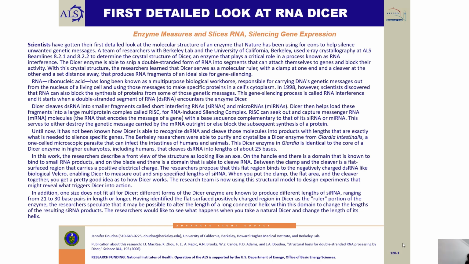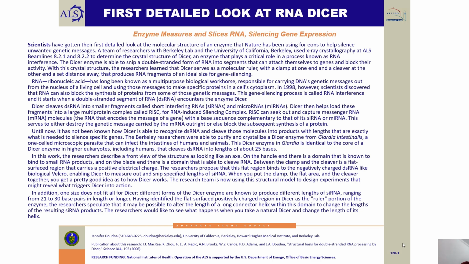Until now, it has not been known how Dicer is able to recognize dsRNA and cleave those molecules into products with lengths that are exactly what is needed to silence specific genes. Now, the Berkeley researchers were able to purify and crystallize the Dicer enzyme from Giardia intestinalis, a one-celled microscopic parasite that can infect the intestines of humans and animals. This Dicer enzyme in Giardia is identical to the core of a Dicer enzyme in higher eukaryotes, including humans, that cleaves dsRNA into lengths of about 25 bases.